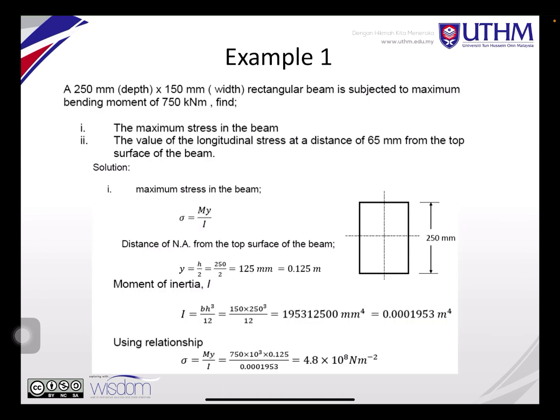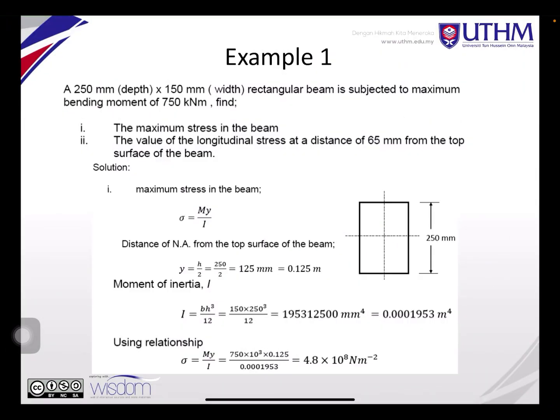So this is example 1. A rectangular beam 550 mm deep and 150 mm wide is subjected to a maximum bending moment of 750 kN·m. You have to find first the maximum stress, and second the value of longitudinal stress at a distance of 65 mm from the top surface of the beam. So you need to get the maximum, and also find the stress at the specified location.